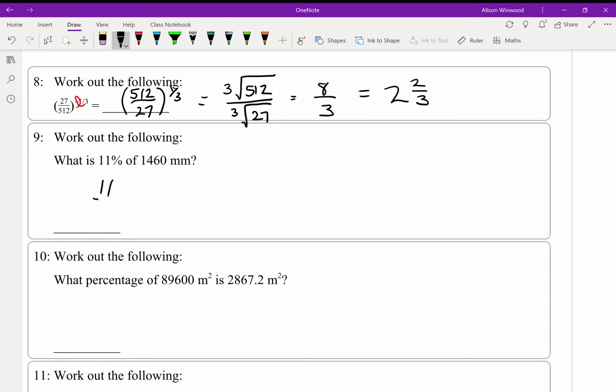11% means 11 out of 100. Of is multiply 1460. Gives me 160.6, and we were talking about millimeters.